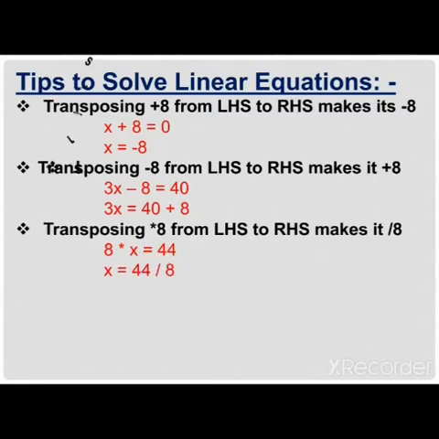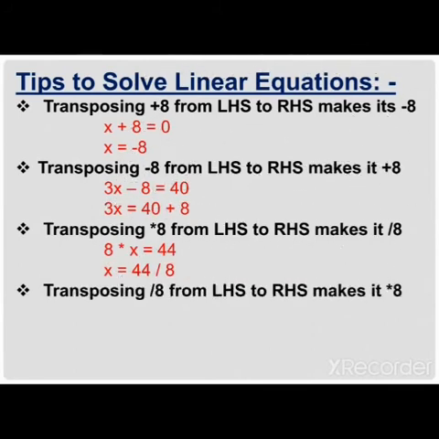Next tip says transposing divide by 8 from left hand side to right hand side makes it multiply by 8. Let us understand. x divided by 8 equal to 7. Now here 8 is in division, so we can shift it to the right hand side as multiplication. x equal to 7 multiplied by 8. So these are the tips for how to solve linear equation in an easy way.